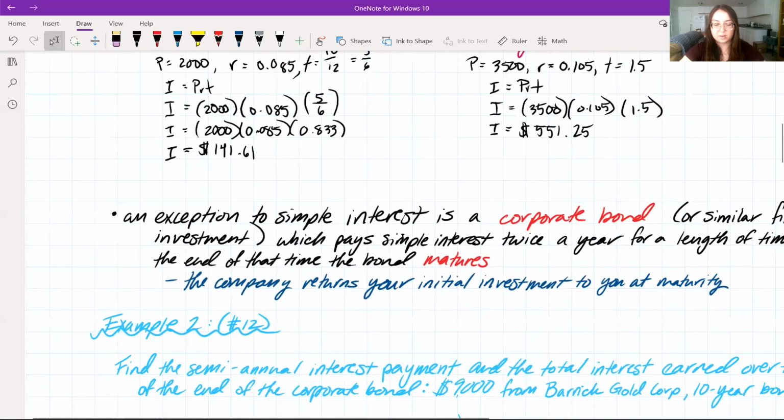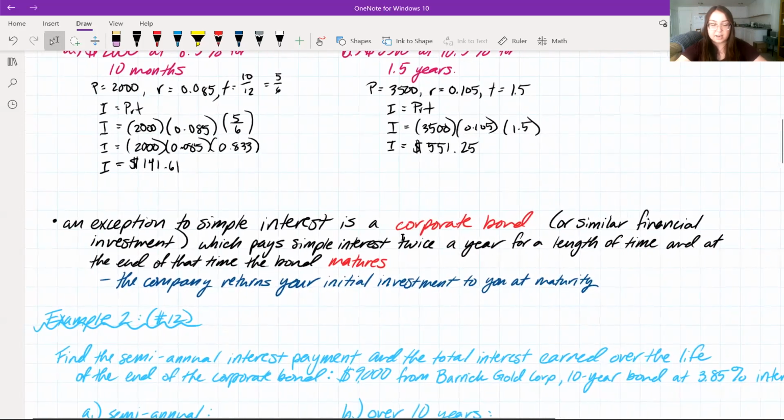All right, so now we see an exception to simple interest would be called a corporate bond, or similarly a financial investment. And this pays simple interest twice a year for a length of time. At the end of that time, your bond will mature. So the company returns your initial investment to you at maturity. So that means that however much that you have accrued with your interest, when you get your initial investment back, you get it at maturity. So you get however much interest you have accrued on that value. And that is kind of how corporate bonds work.